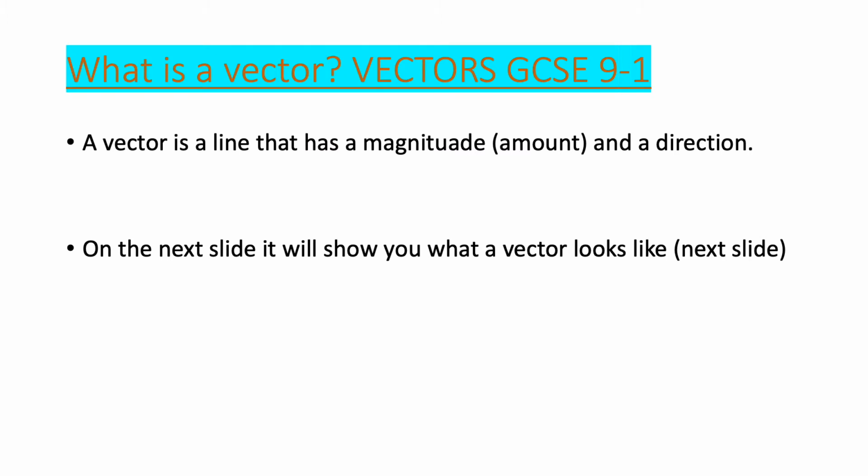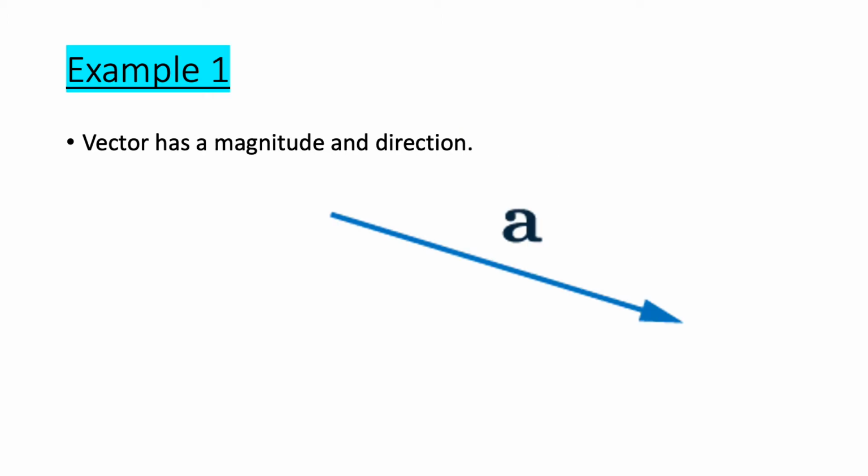Right, guys. Okay. So what is a vector? Vector, okay, you see here, 9 to 1. So a vector is a line that has a magnitude. Okay, I think I've actually spelled that wrong. So magnitude, I think that should be an I there. And the direction. Okay, on the next slide, I'm going to show you what a vector looks like. Okay, so a vector looks like this. Okay, so this is a vector. This is also a vector, so I can call this, let's say, 2a.